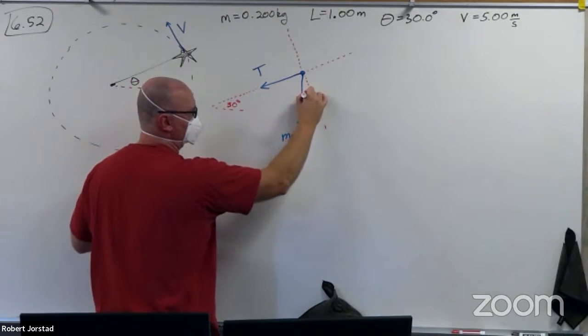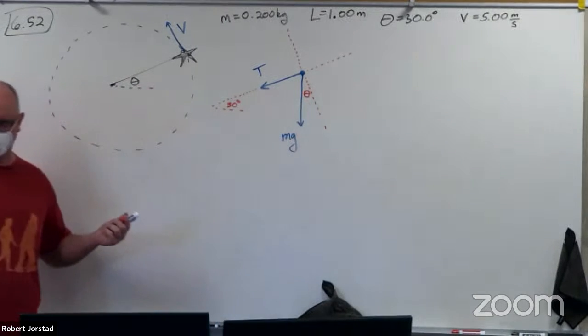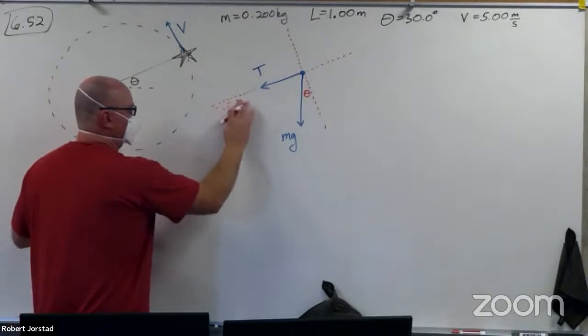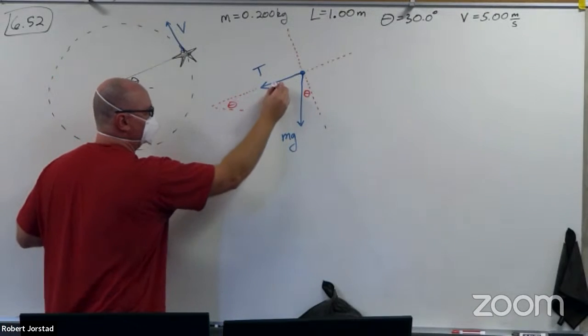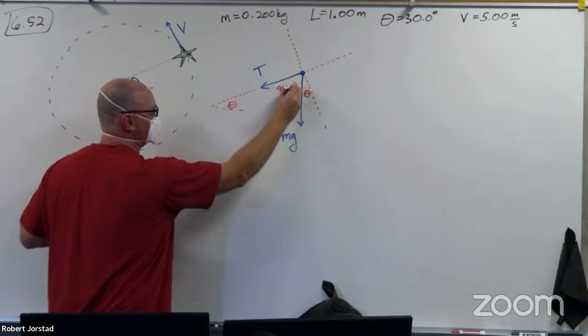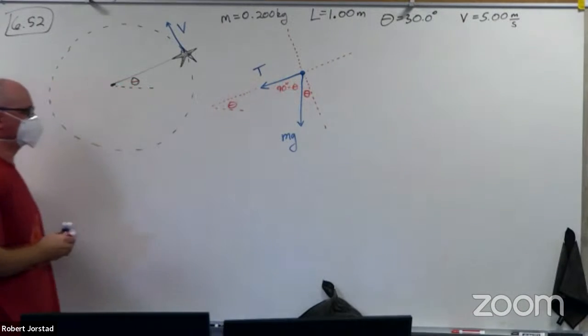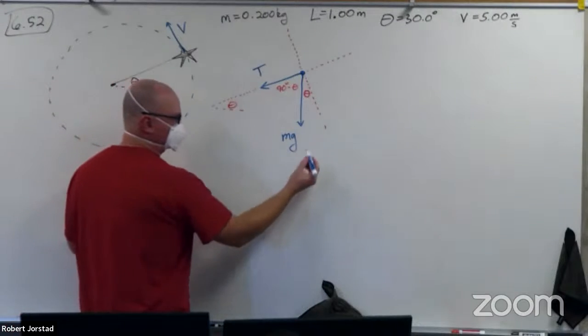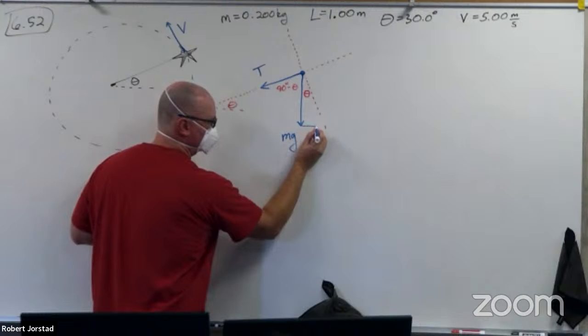And I'm just going to call it theta for right now to kind of get in that habit of doing it algebraically. Is everybody okay that if this is theta, this is 90 minus theta? Okay. Watch this really carefully. Is this correct? Splitting it into components.